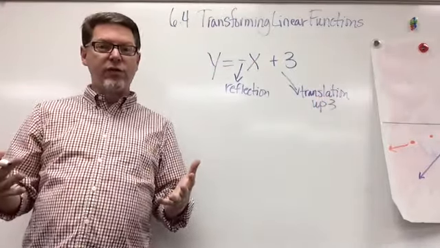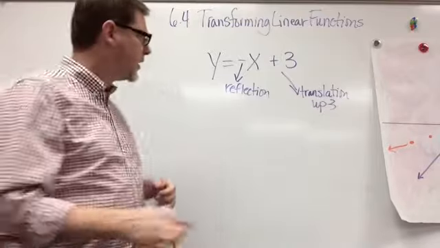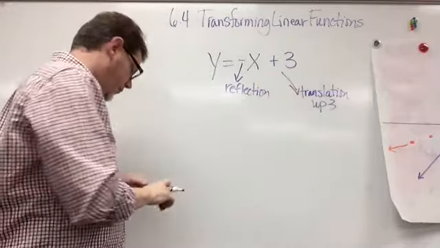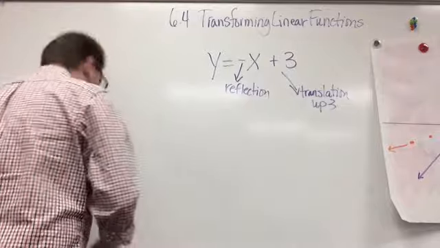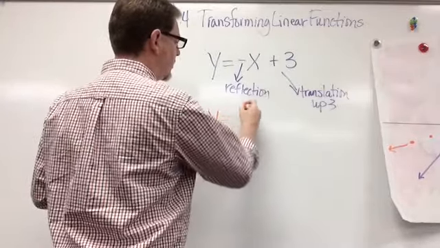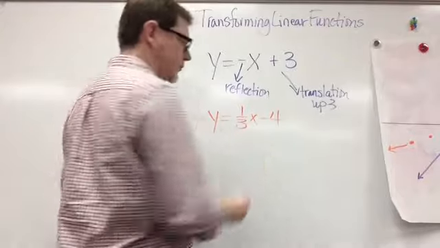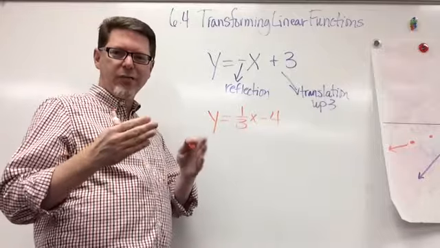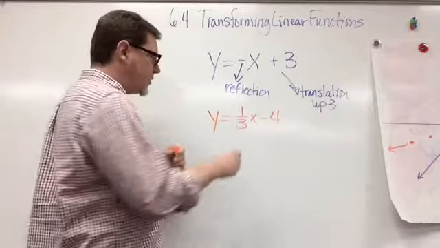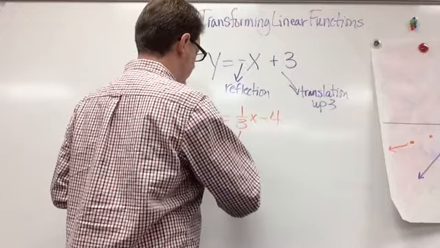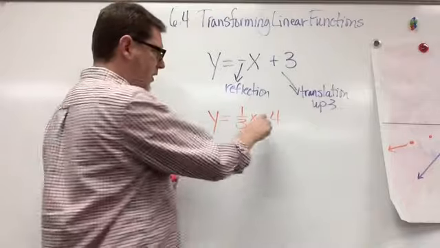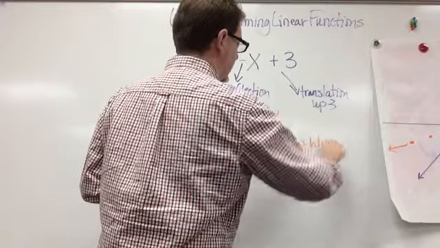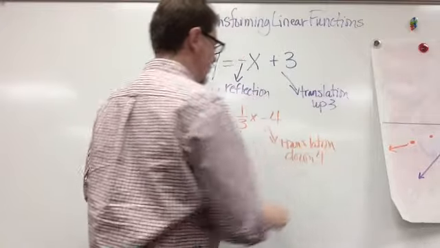So yes, you can have more than one transformation in an equation. Negative tells me it's a reflection. The plus 3 as a b gives me a translation up. Well, let's try another one. What if I have y equals 1/3 x minus 4? Okay? I know that the 1/3 x, because that slope is between 0 and 1, is going to be a shrink. And because I have minus 4, that's going to be a translation down 4 because it's negative.